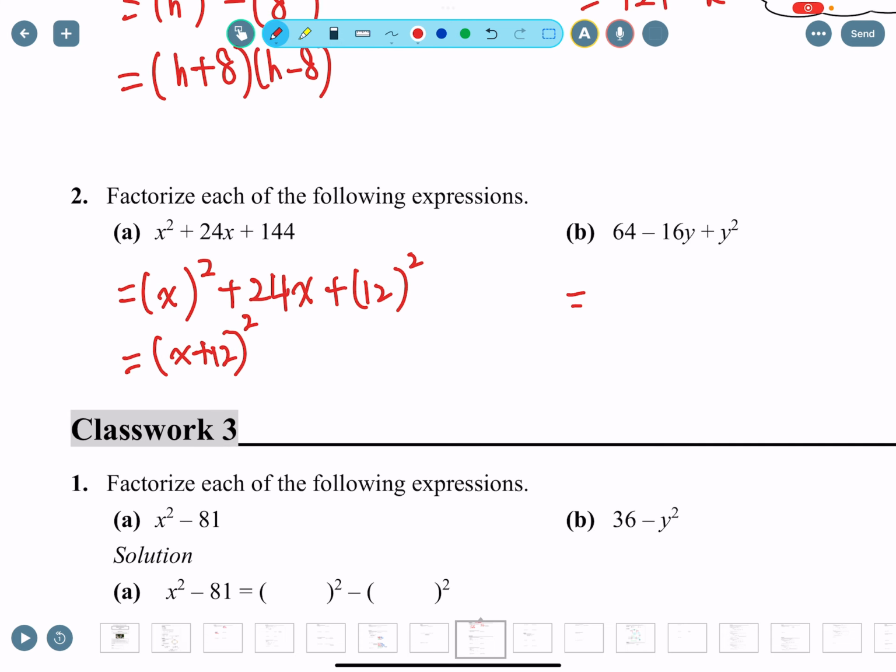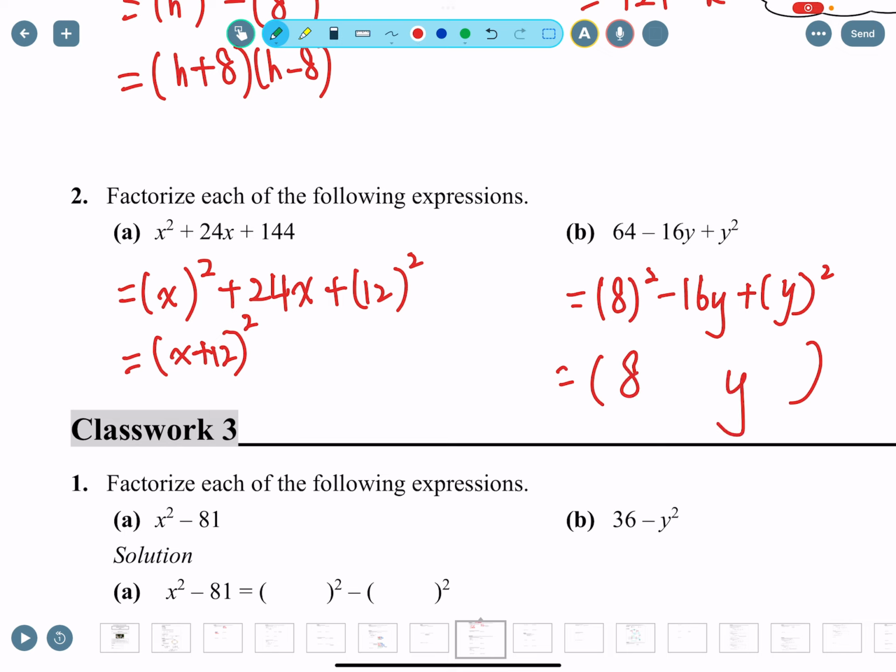For this one, it's going to be 8 squared minus 16y plus y squared, right? This time, the middle term is negative, and that's why it's going to end up as a negative in this bracket. So be careful. That's how you know if it's positive or negative. There's a square outside the bracket.